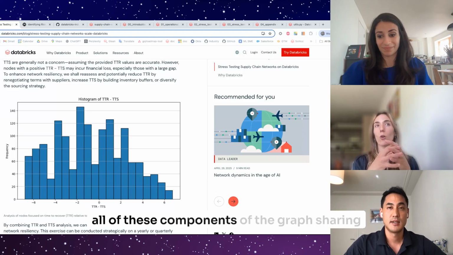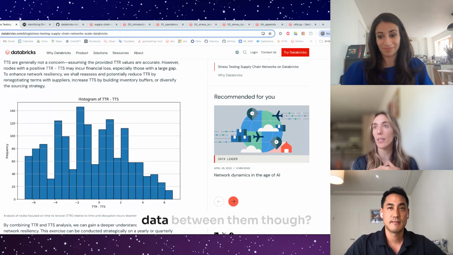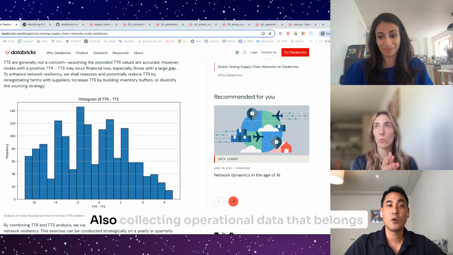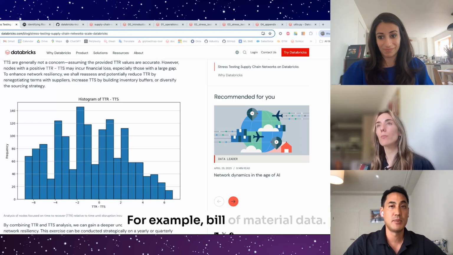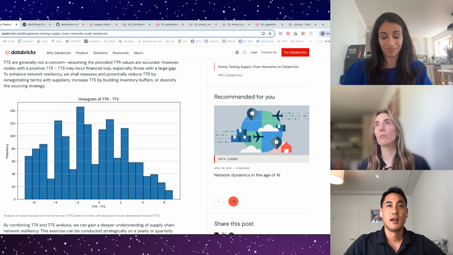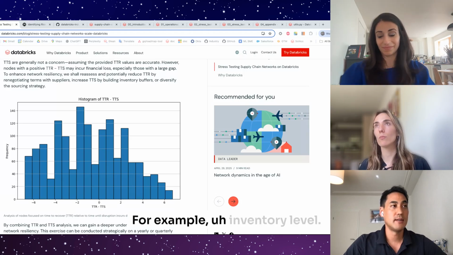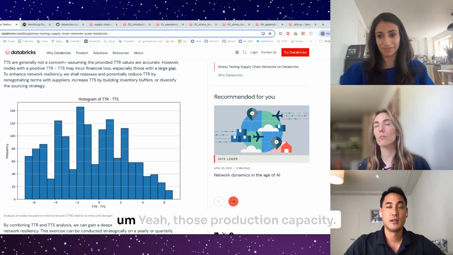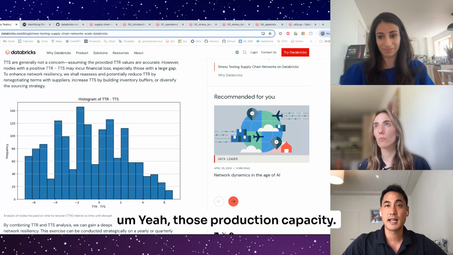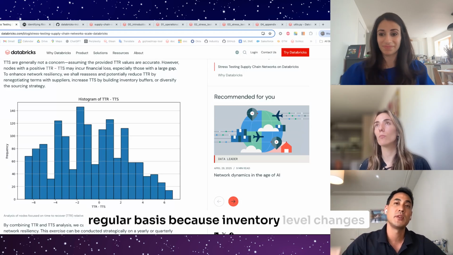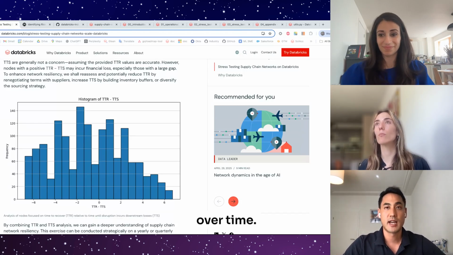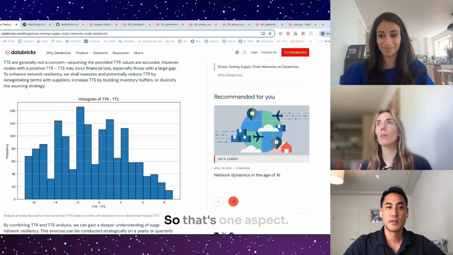Like all of these components of the graph sharing data between them. Also collecting operational data that belongs to each one of those nodes. For example, bill of material data, inventory level, production capacity. Those things also have to be updated on a regular basis because inventory level changes over time. So that's one aspect, the data aspect.